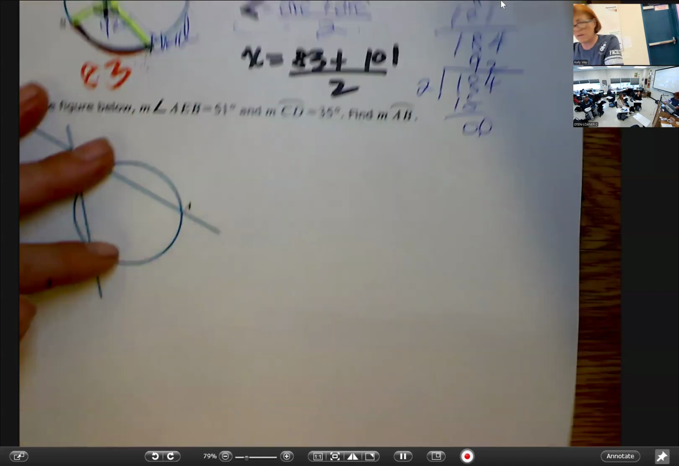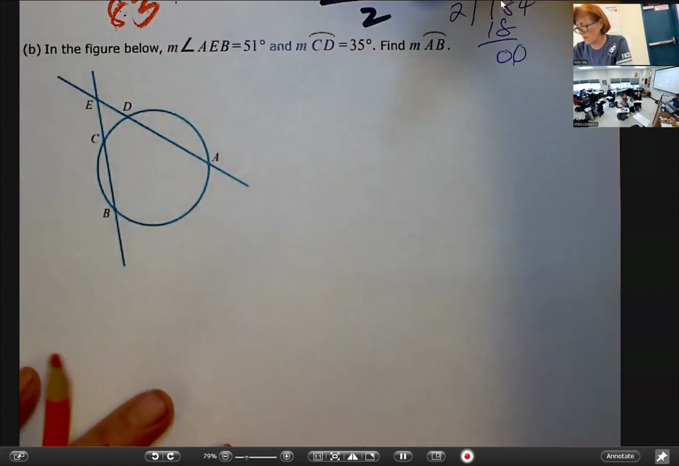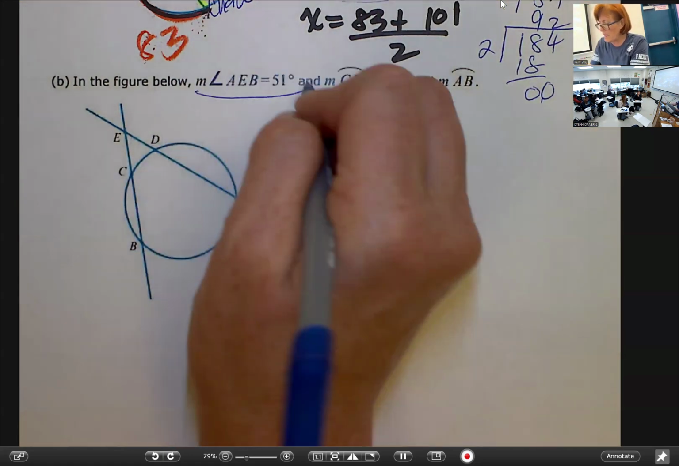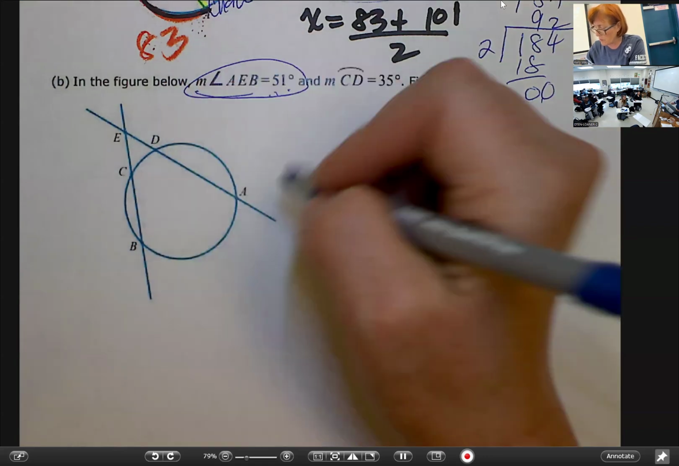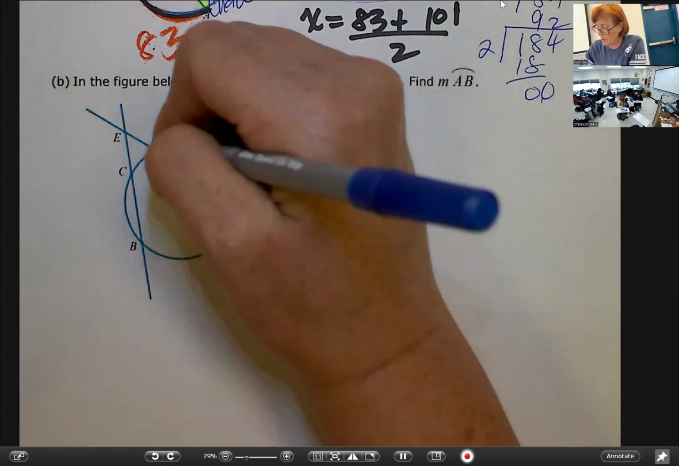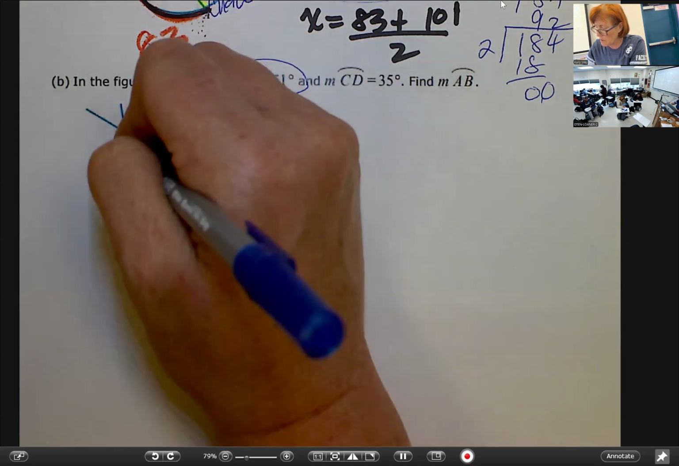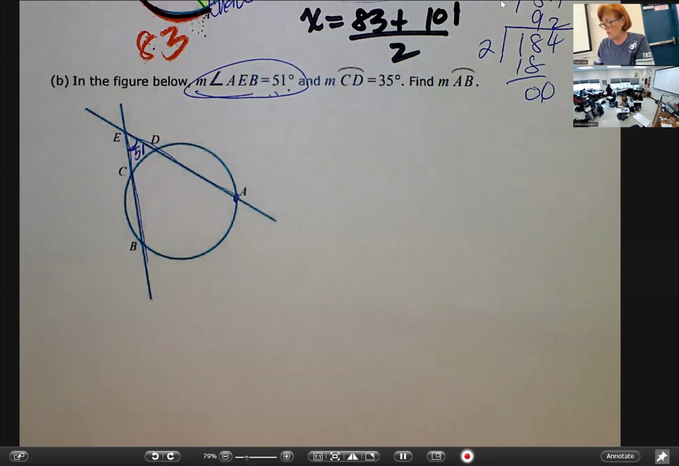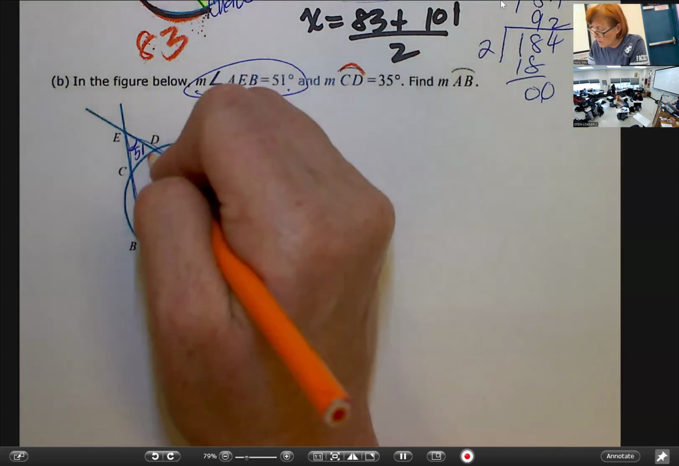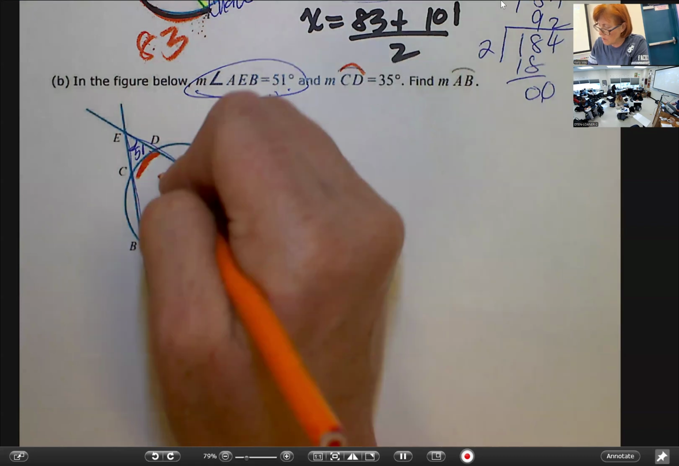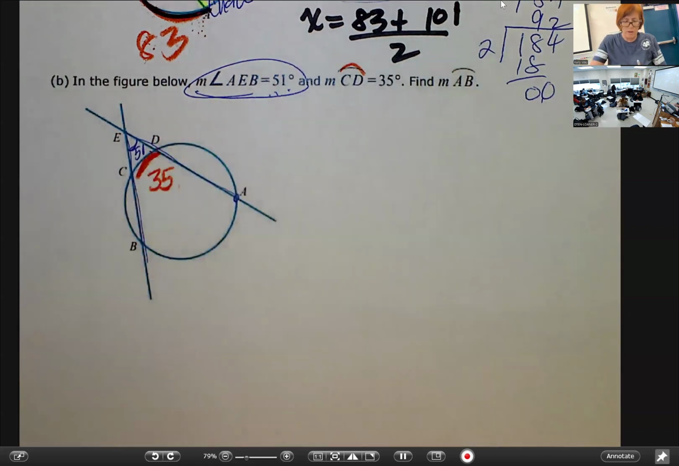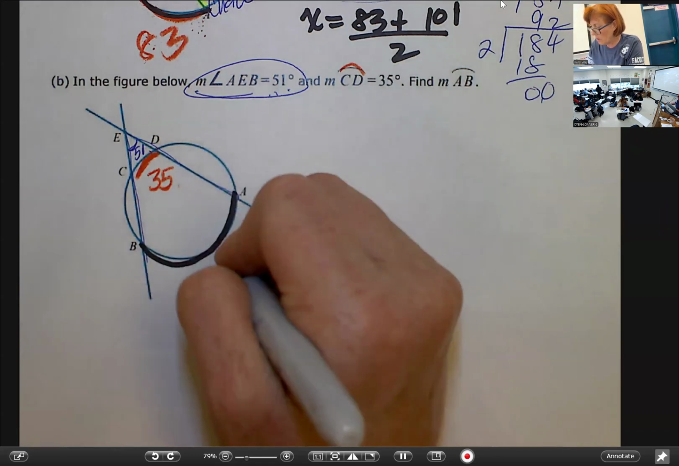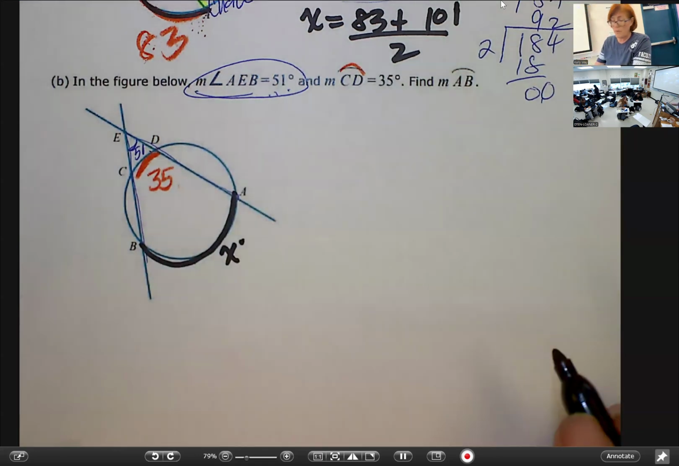Last one is in the figure below, angle AEB is 51. So put your pencil on A. Go to EB, that's right here. That's 51 degrees. The arc C to D is 35. And we're going to be finding A to B, the arc, X degrees.